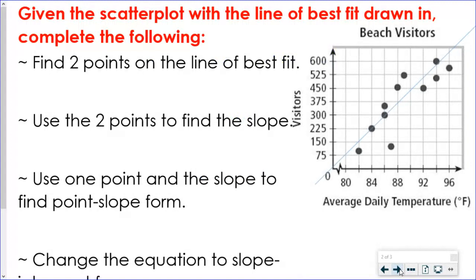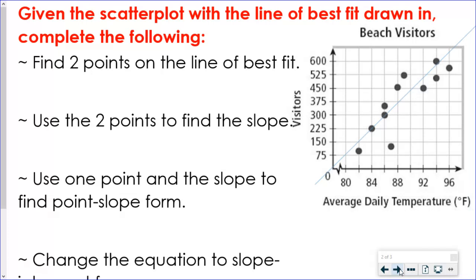So again, you're going to make a scatter plot for most of the time, which is just plotting the points. And remember, you're going to pick 2 points on the line. Then you're going to use those 2 points to find the slope using the slope formula. And then pick 1 point and the slope and change from point slope to slope intercept form.